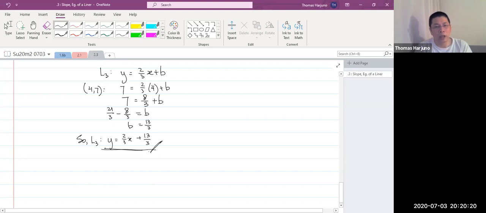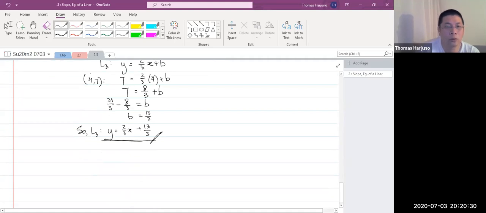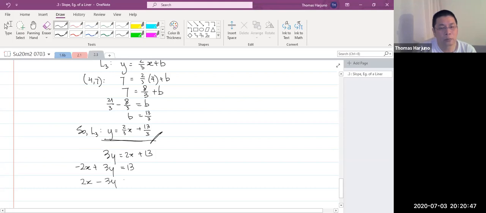But again, it is a custom, because the original equation of line 1 was given in general form, so we go on changing this into general form: 2x plus 3y equals 13. Multiply by -1 so that the coefficient of x is positive. Then this is the general form.